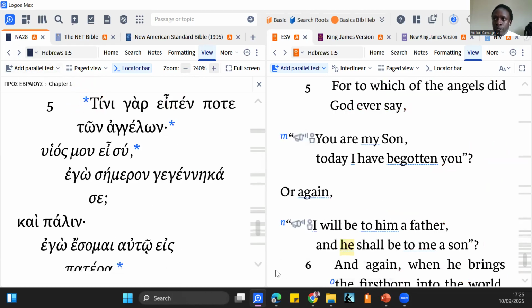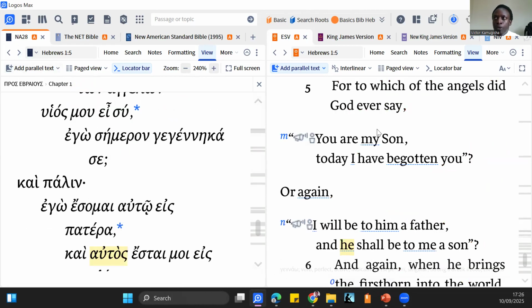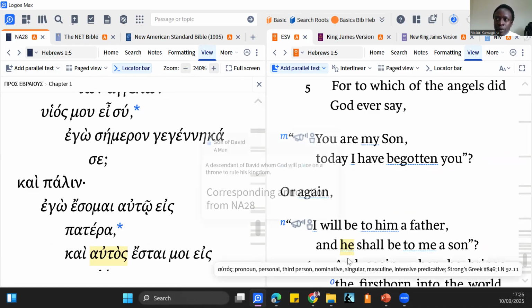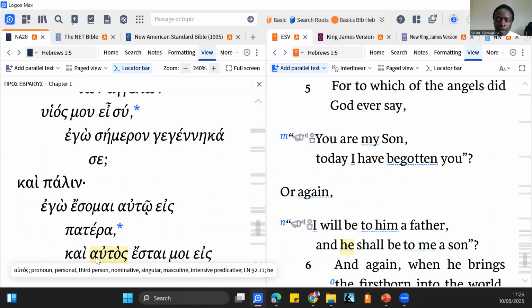The next is Hebrews 1:5. Hebrews 1:5 says, for to which of the angels did God ever say, you are my son, today I have begotten you? Or again, I will be to him a father, and he shall be to me a son. I'm looking at the Greek word for he. I have the alpha and the upsilon as the diphthong, so that becomes autos.